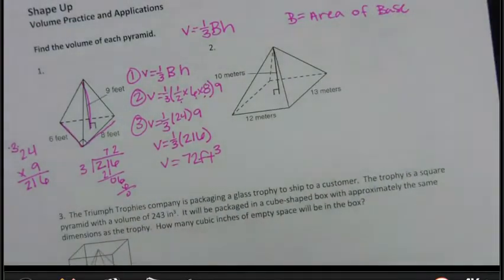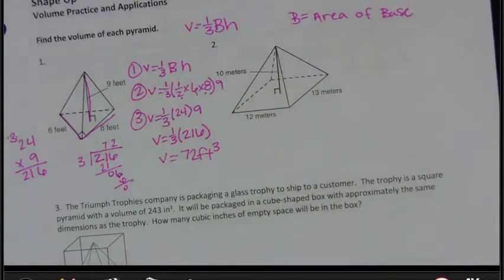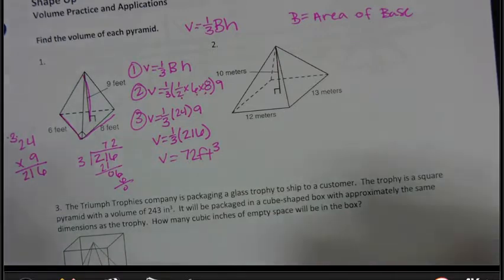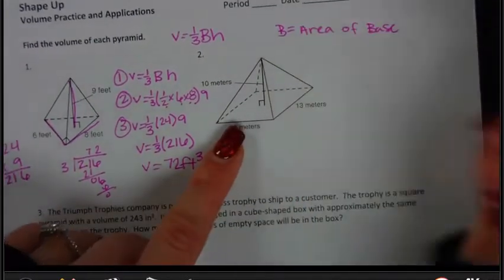We're in volume now. So with volume, we are multiplying 3 units together, which creates our cubed. With area, we were multiplying 2 units together, which created our squared. All right, so let's look at number 2.